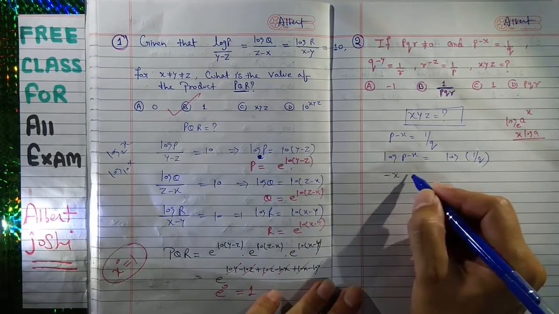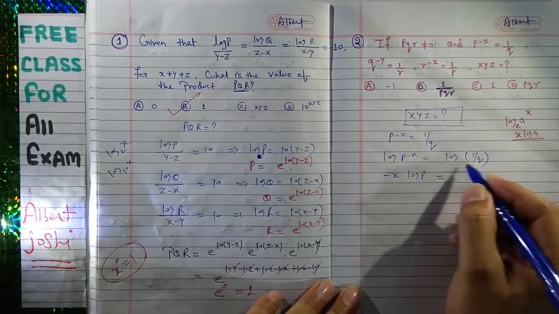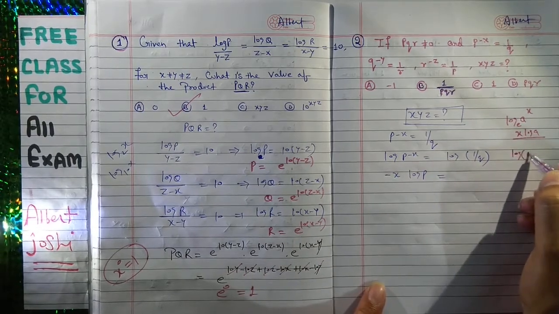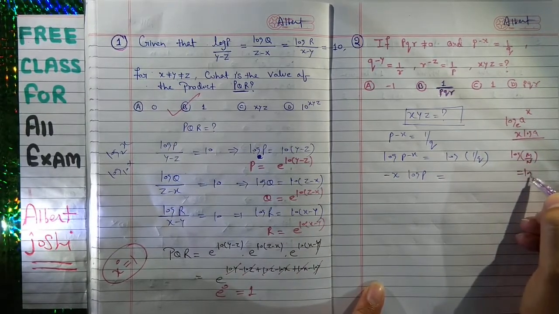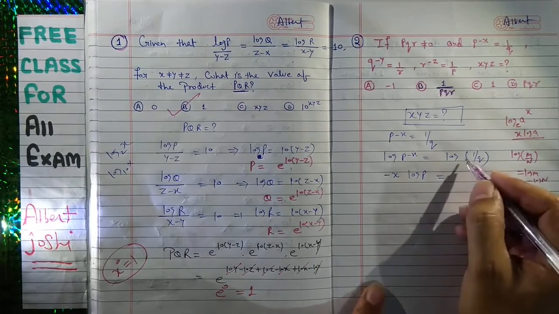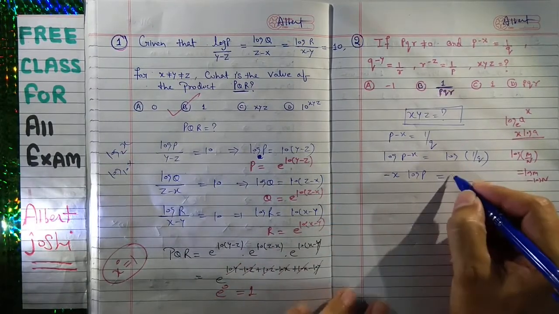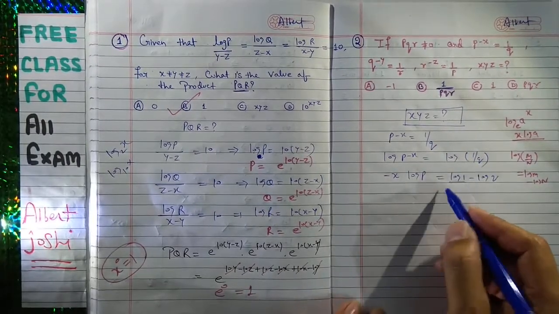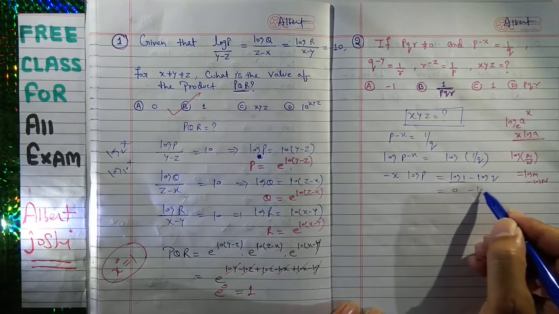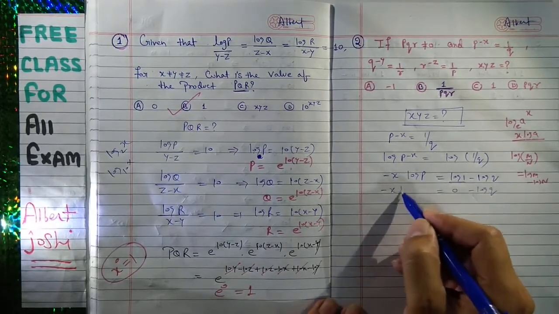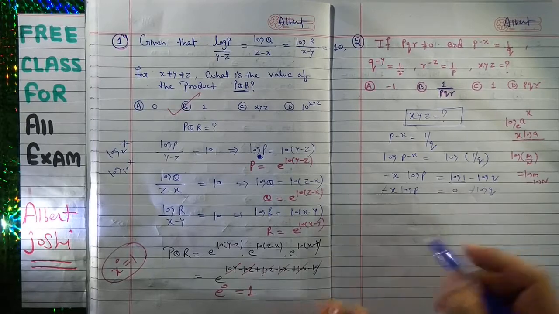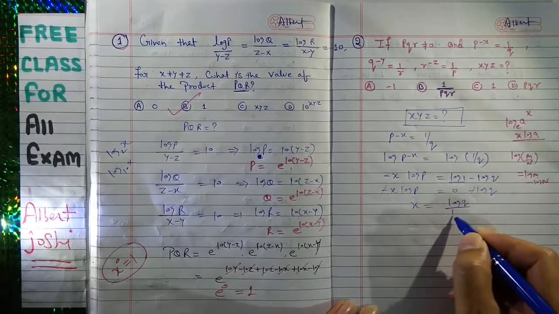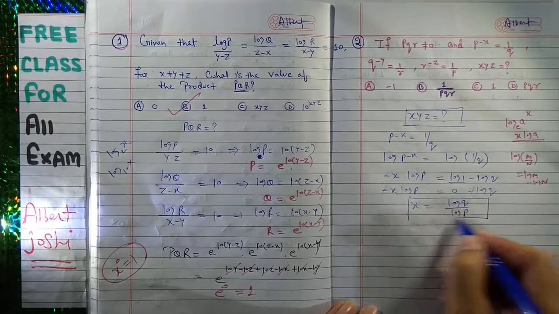Minus x log p is equal to, and also we have discussed log m upon n is equal to log m minus log n. So that is log 1 minus log q. Log 1 already we have discussed is 0. So 0 minus log q is equal to minus x log p, minus and minus cancel. So your x is equal to log q upon log p. This is the value of x.